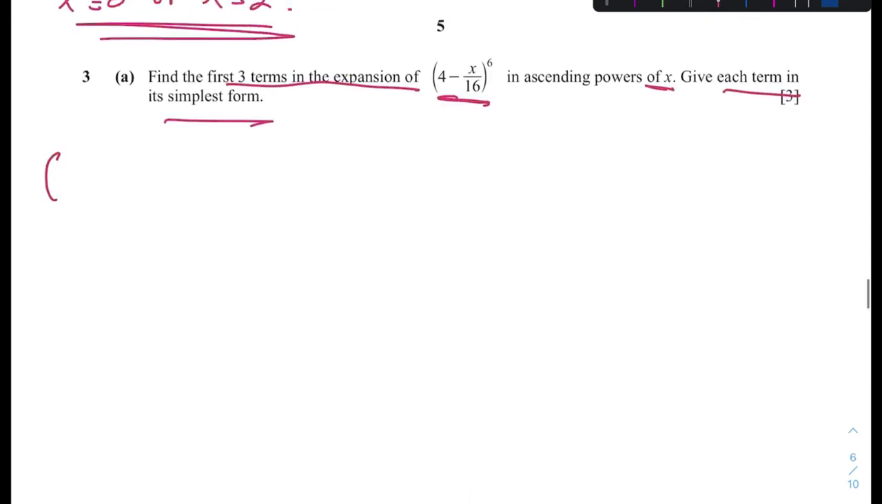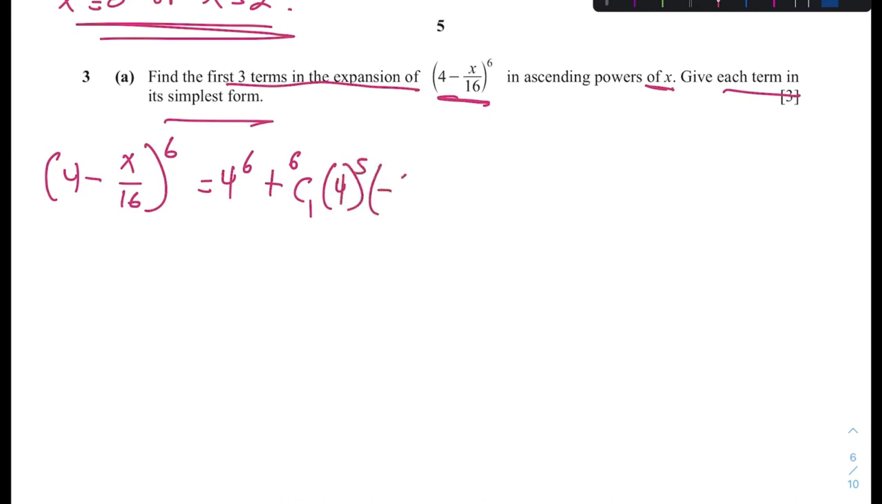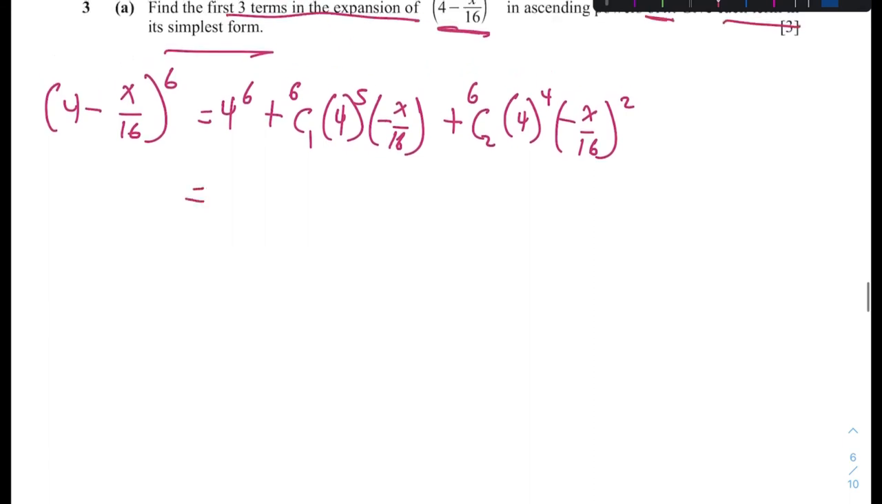It says the first 3 terms, we have (4 minus x over 16) to the power 6 is equal to 4 to the power 6 plus 6 combination 1, we have 4 to the 5th power times negative x over 16. Then we have 6 combination 2, we have 4 to the 4th power, and then we have this (x over 16) squared. These are the first 3 terms, so we end here, and then we simplify.